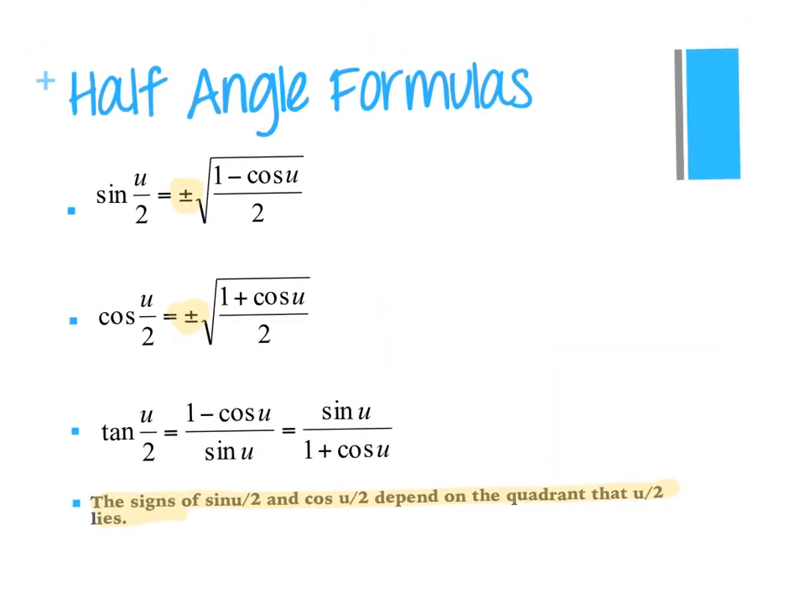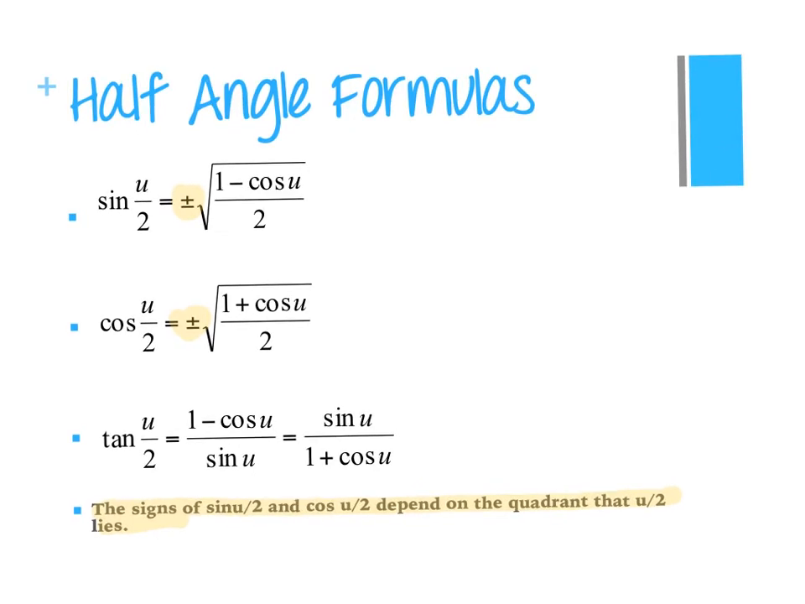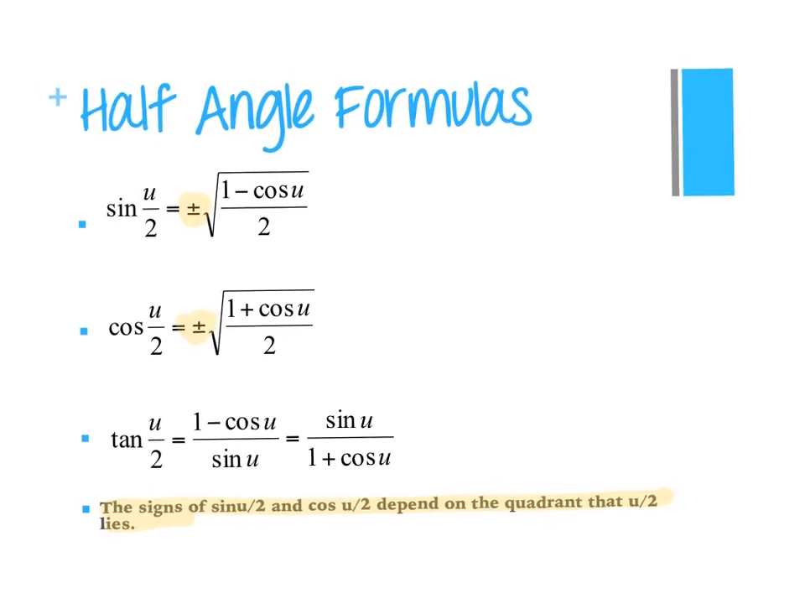Okay, so again, these will get given to you, but these are for your half angle formulas. We're going to use these for angles that are not on my unit circle, but that angle times 2 is, okay? And I would use each of these formulas. Sine of u over 2 equals plus or minus the square root of 1 minus cosine over 2. Cosine of u over 2 equals plus or minus the square root of 1 plus cosine over 2. And then tangent, you can pick either one of those: 1 minus cosine over sine, or sine over 1 plus cosine.